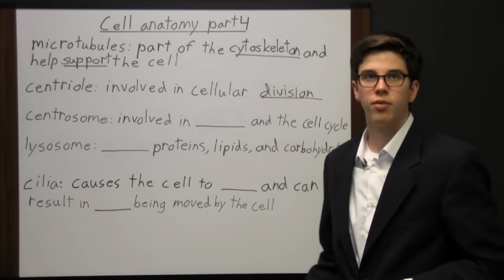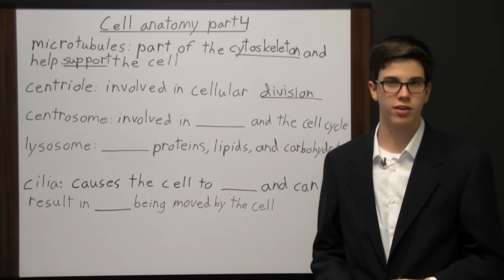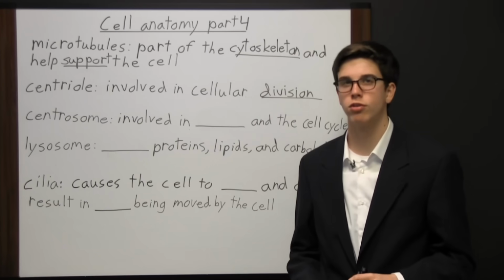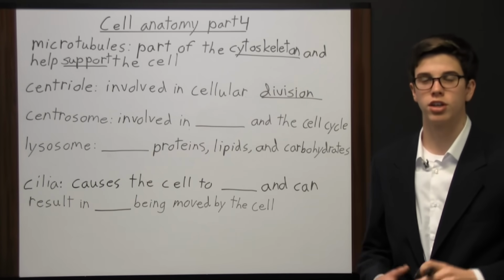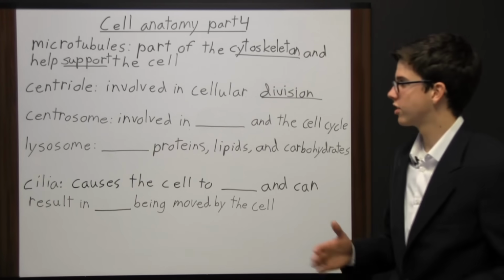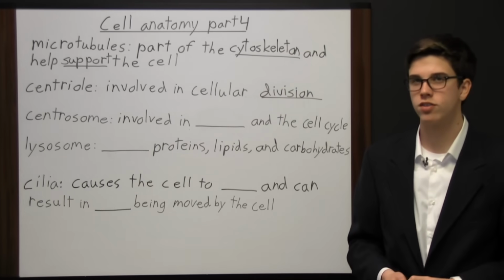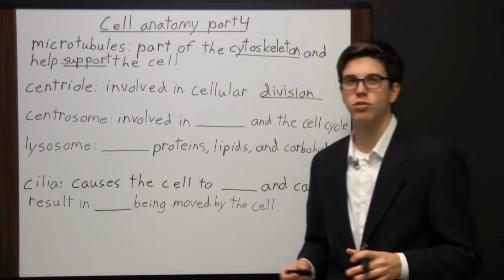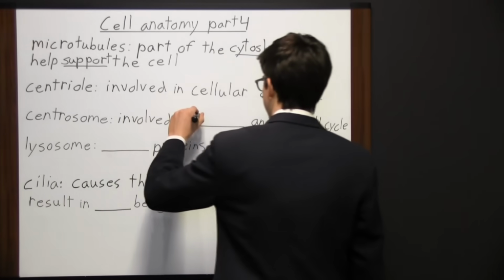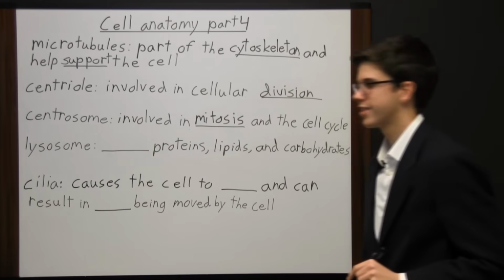division. Now, the centrioles are cylinder-shaped structures near the nucleus. Each cylinder consists of 9 groups of 3 microtubules, and the centrioles occur in pairs. And then we have the centrosome, which has a unique relationship to the centriole because it is comprised of the pair of centrioles located at right angles to each other and surrounded by protein. And so the centrosome is involved in mitosis and is also involved in the cell cycle.